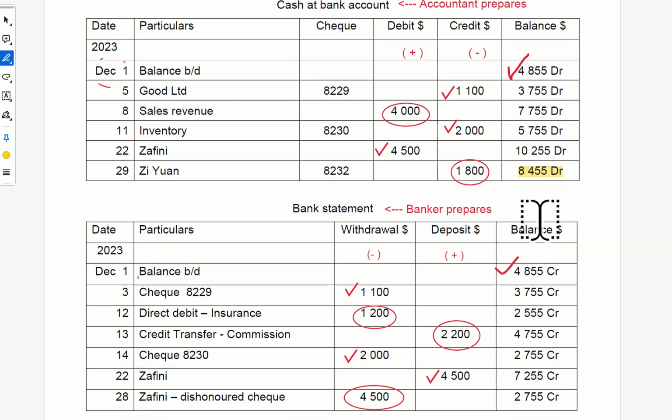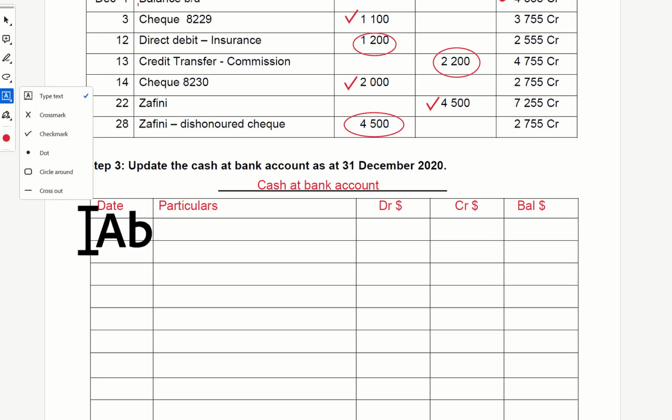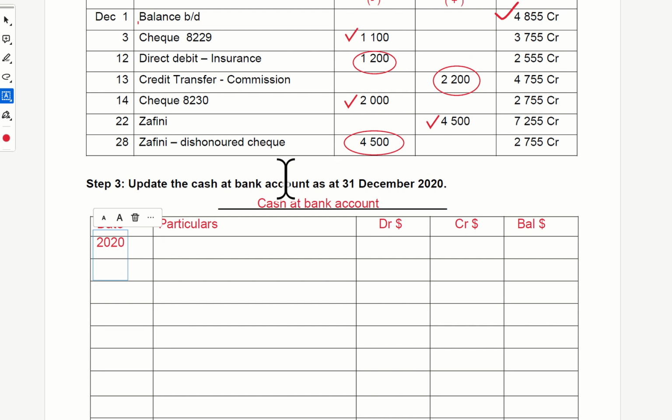So when we update a cash at bank account, we are going to start with the latest balance, 8455. And how do I start? I start with 2020, and this is December 31st, the last day of the month. Always start with the last day of the month. And balance brought down. Now, this final balance, we are going to put in the balance column, 8455. And we will put a debit behind it, like this.